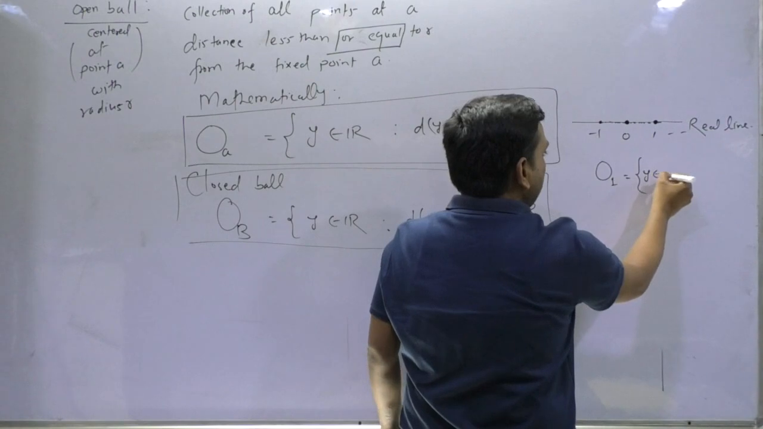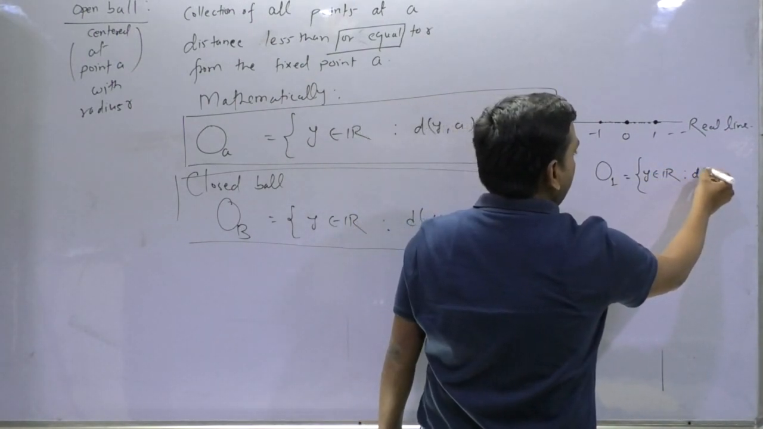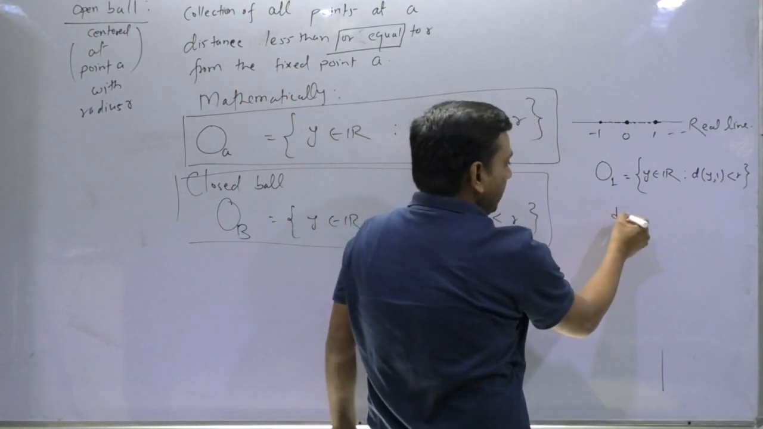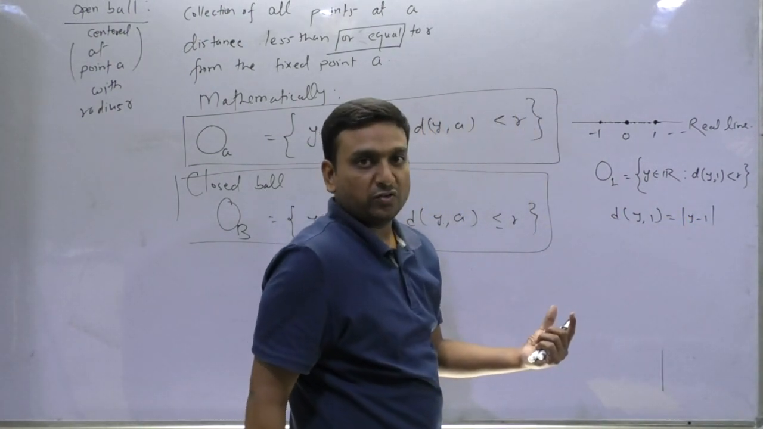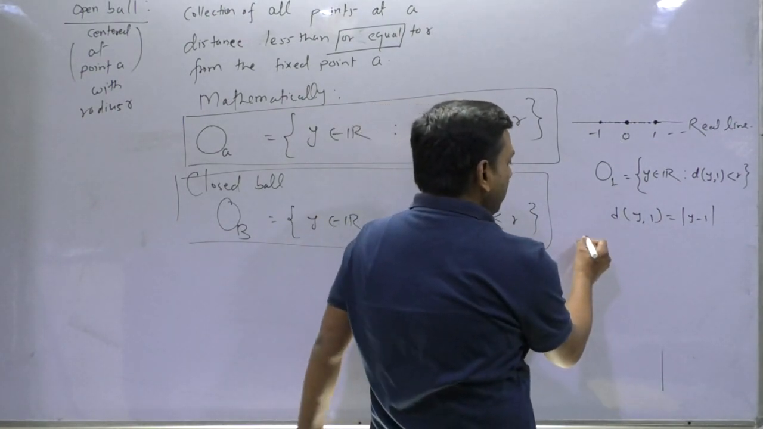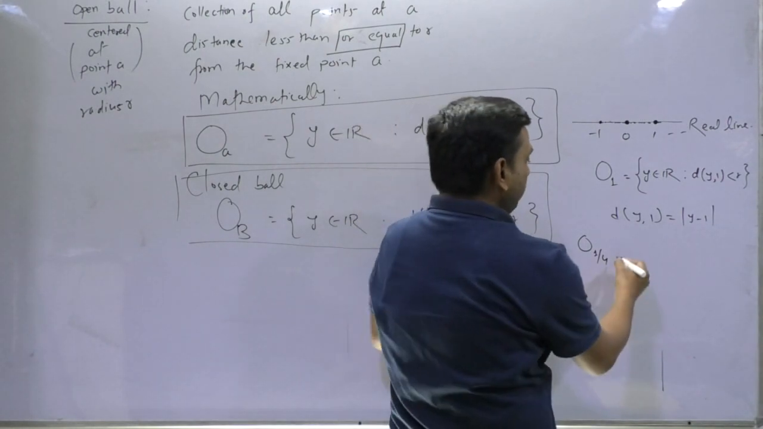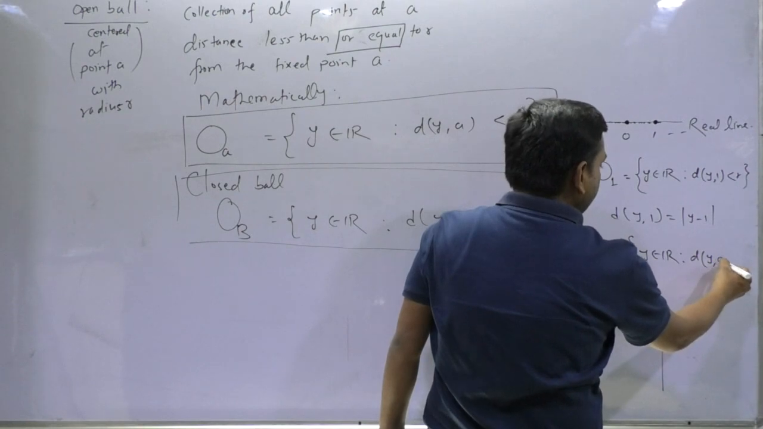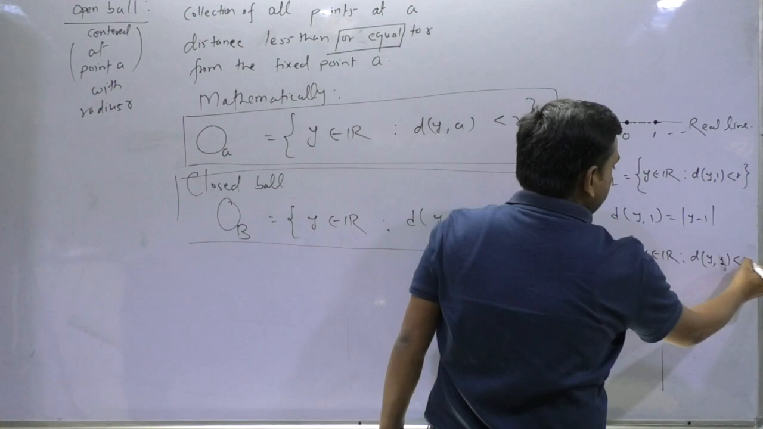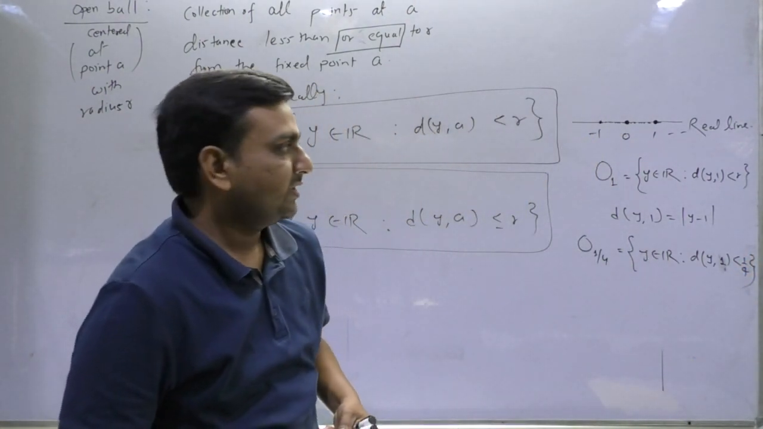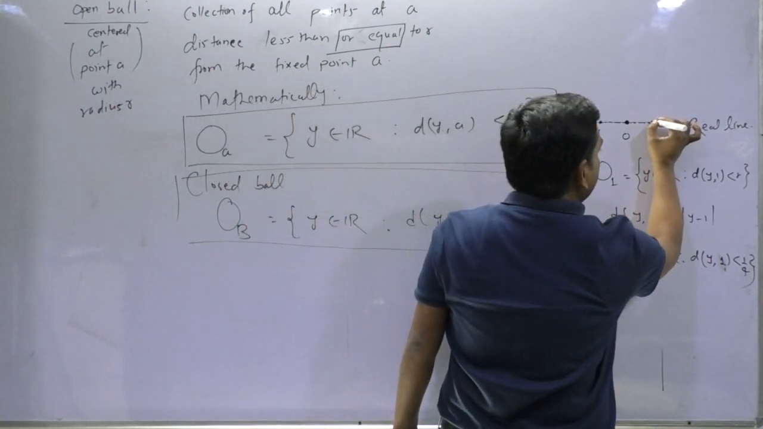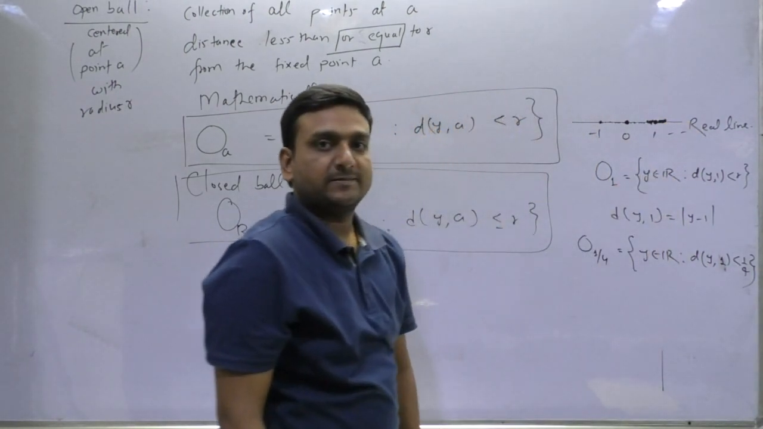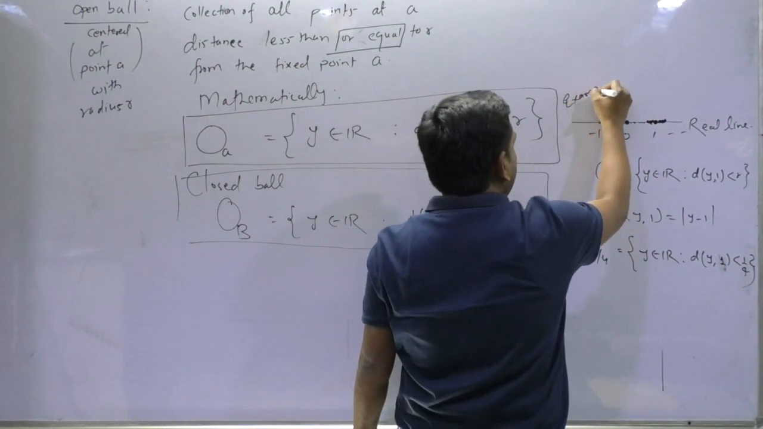This will be the collection of all those real numbers which are at a distance less than r from the point 1. Because d(x, y) we have defined as the modulus of x minus y. So let's say you want an open ball of radius 1/4. So the open ball will be the collection of all those points y belonging to R which are at a distance, centered at 1, less than 1/4. Is that clear? That is the open ball concept. So with radius 1/4, the open ball will be the collection of all these points. Clear?